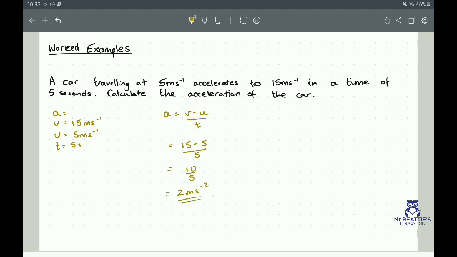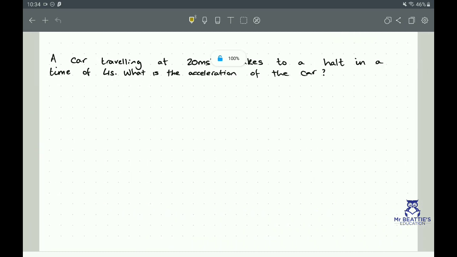Okay, this is the unit of acceleration. Okay, unit of acceleration, ms to the minus 2, or meters per second squared. Not too difficult. Let's have another worked example. So, now we have a car is travelling at 20 meters per second, brakes to a halt in a time of 4 seconds. What is the acceleration of the car?